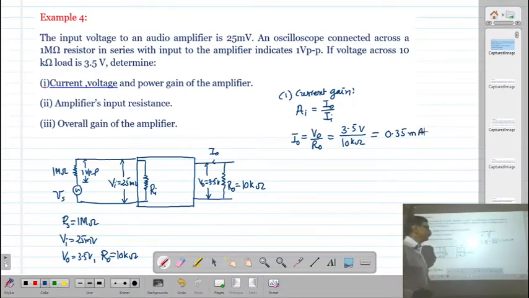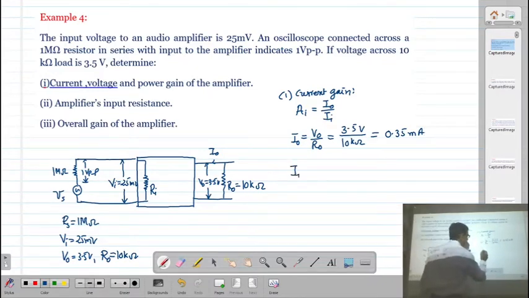Correct? Now we have to calculate the input current, Ii. And for this input current, remember, we cannot find it directly, because here the value of the input resistance is not given.